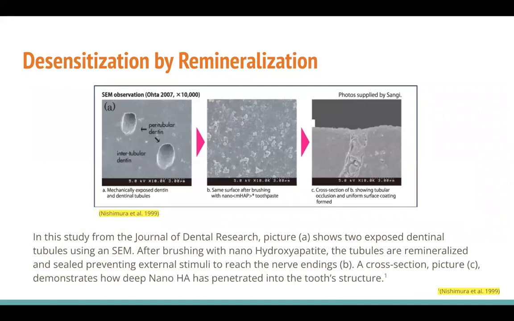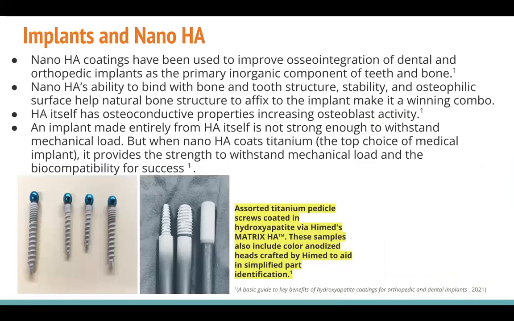Here are 3 photos taken of dentinal tubules in different aspects using a scanning electron microscope, adopted from the Journal of Dental Research. I'd like to bring your focus to pictures B and C because they show how nano-HA fits into and effectively seals the dentinal tubules. Picture C demonstrates the depth that nano-HA penetrates into the tooth structure, which, as mentioned before, is much more effective than fluoride, which sits mainly on the surface of teeth.